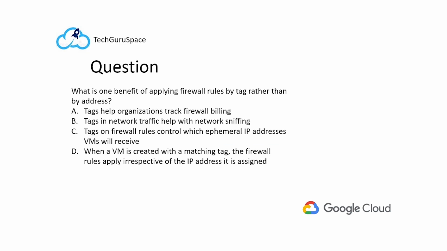Let's move on to the next question. What is one benefit of applying firewall rules by tag rather than by addresses? A, tags help organizations track firewall billing. B, tags in network traffic help with network sniffing. C, tags on firewall rules control which ephemeral IP addresses VMs will receive. Or D, when a VM is created with the matching tag, the firewall rules apply irrespective of the IP address it is assigned. And the correct answer is D.